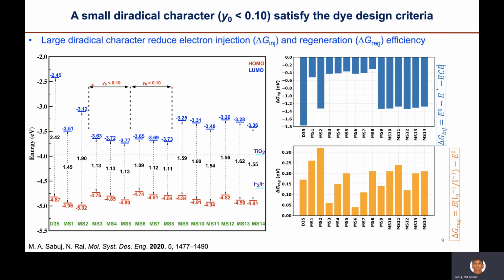However, as we increase the diradical character, we can see a reduction in the injection and dye regeneration efficiencies, which limits the diradical character to be below 0.10 as a design rule.